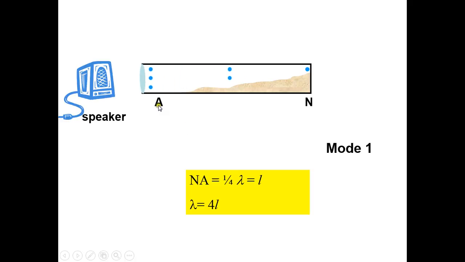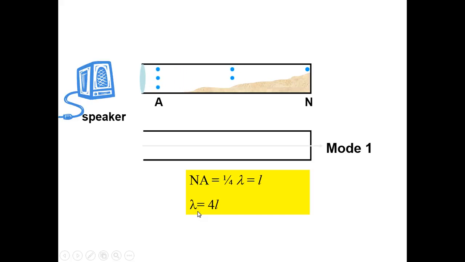So from here to here, if this is the length of the tube, then this will be a quarter lambda, because node to node, right? Successive node to node gives you half lambda. So the antinode is in the middle of node to node, so the distance from here to here will be a quarter lambda, and a quarter lambda will equal L. That means the wavelength is actually 4L.